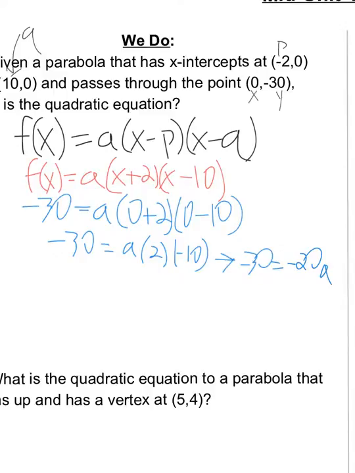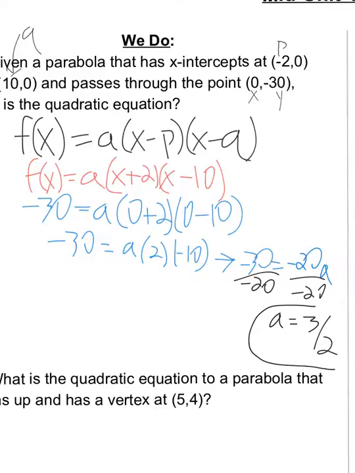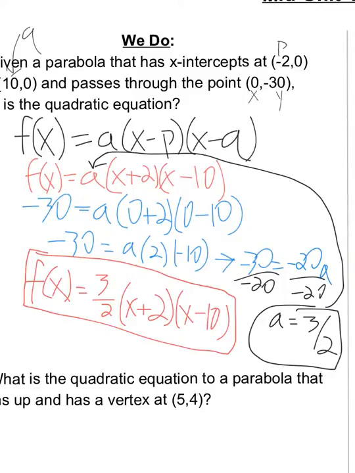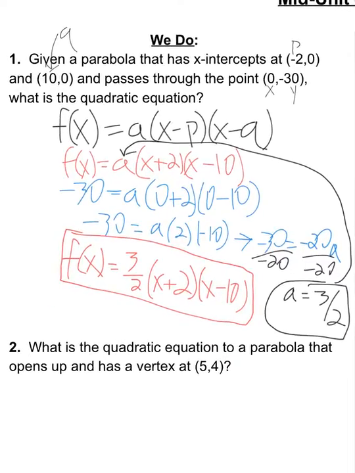And so just divide by negative 20. And we're going to get a equals positive 3 over 2 when that simplifies. So if a is 3 over 2, plug that in right there, and you have your equation. So my final answer is f of x equals 3 over 2 times (x plus 2) times (x minus 10). And that is all for number 1.